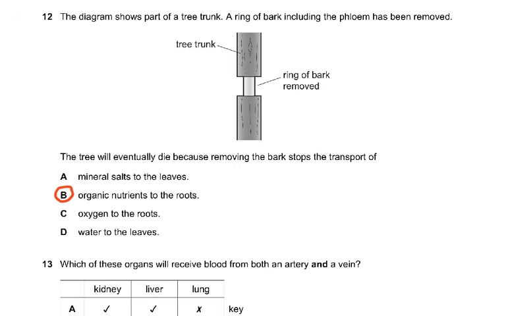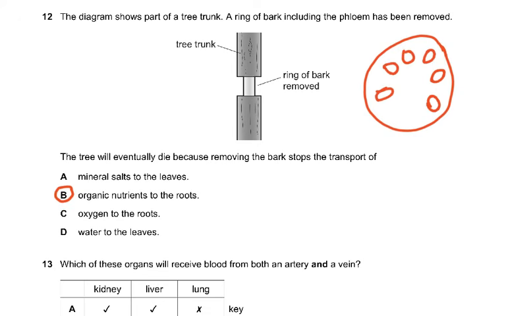And the diagram shows part of a tree trunk. A ring of bark, including the phloem, has been removed. If you remember, this is the part of a tree trunk, the stem, and we have the vascular bundles on the sides. In this situation, what they have done is they have cut this part. So the outer part has been removed.